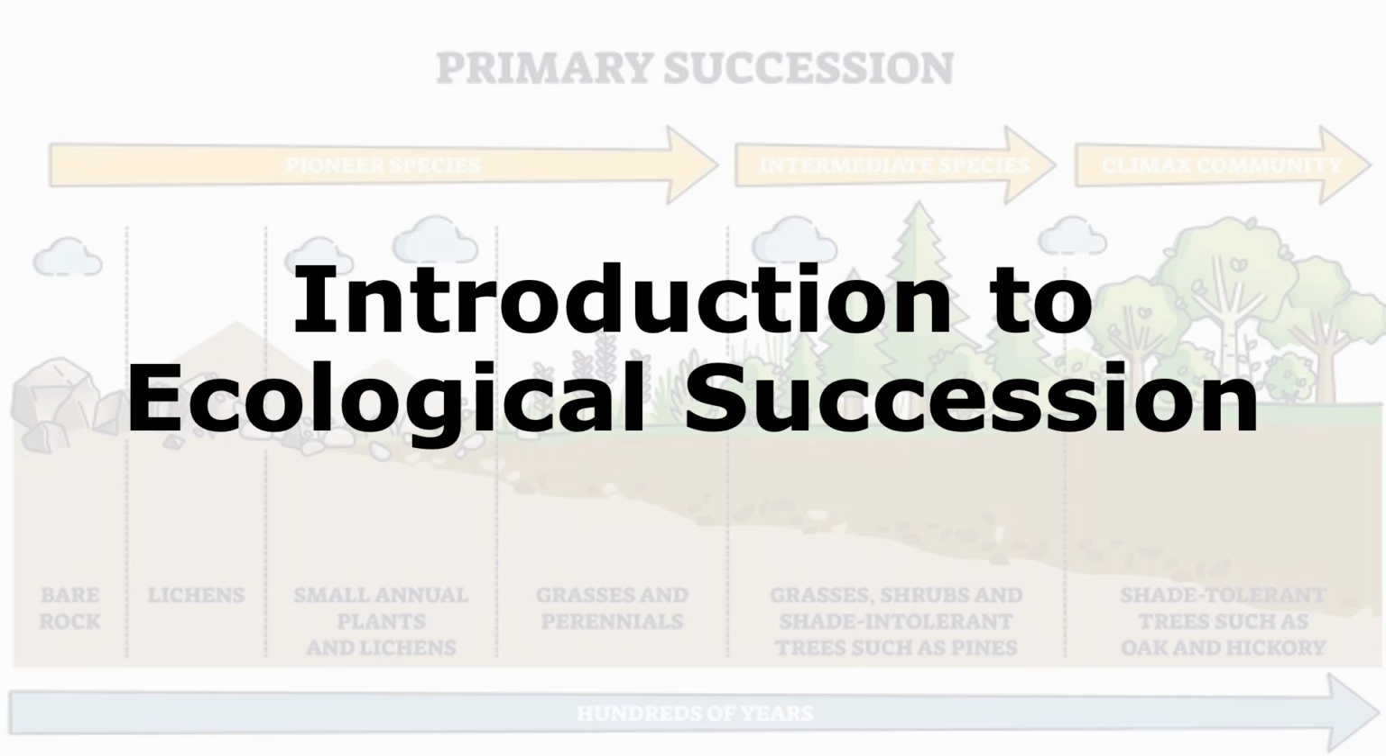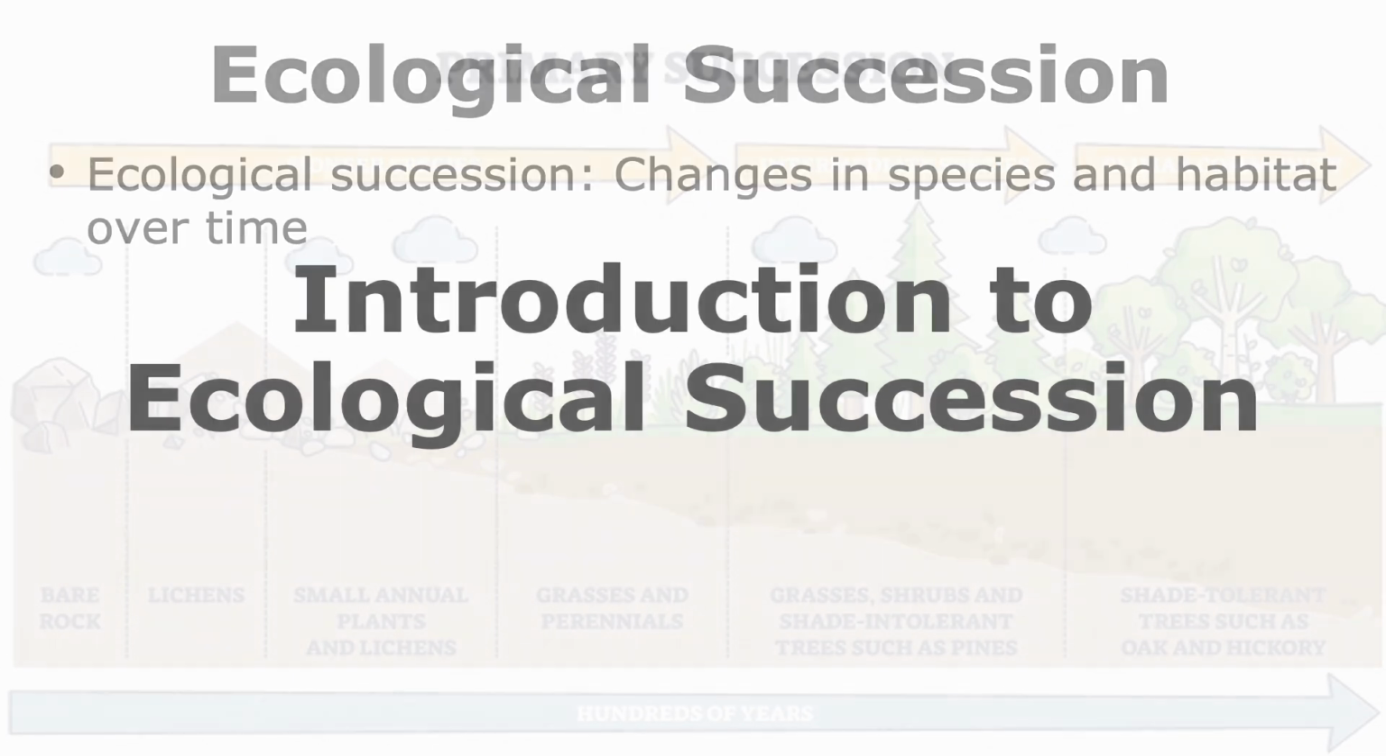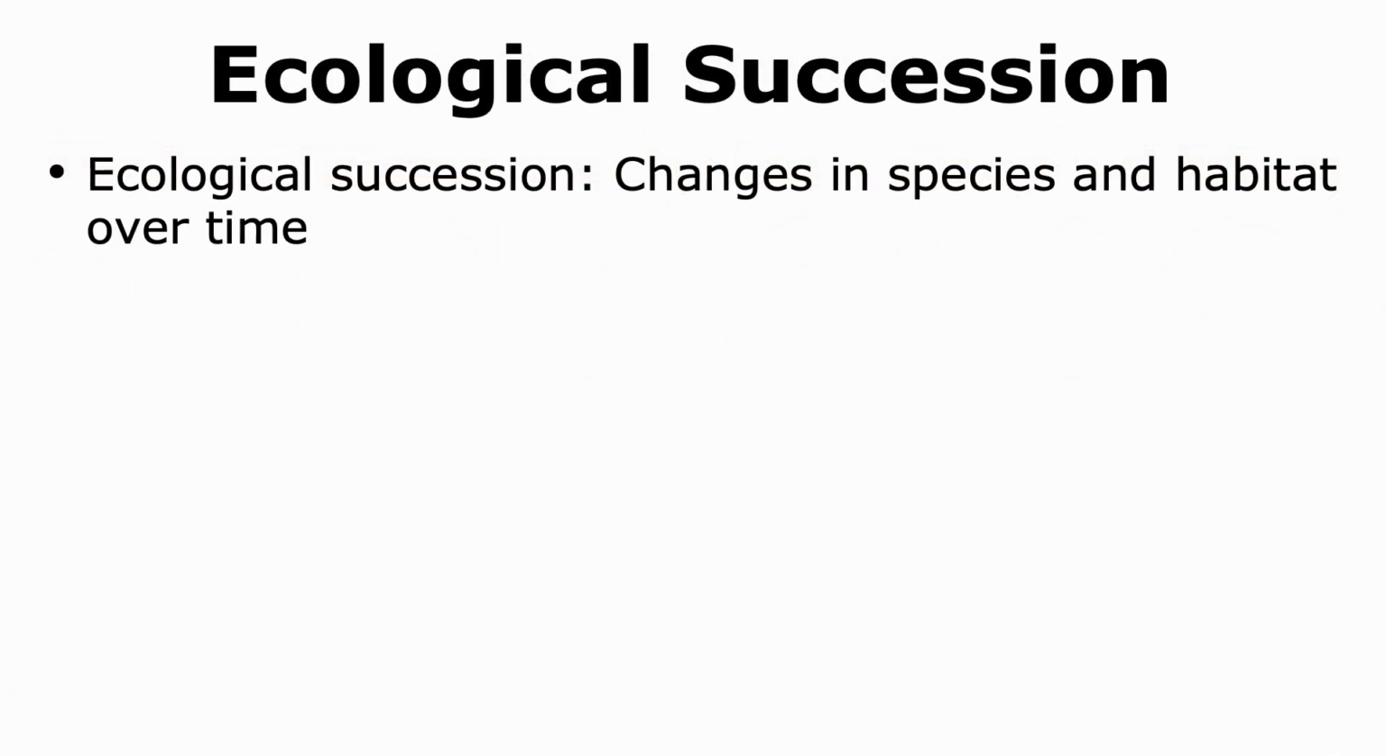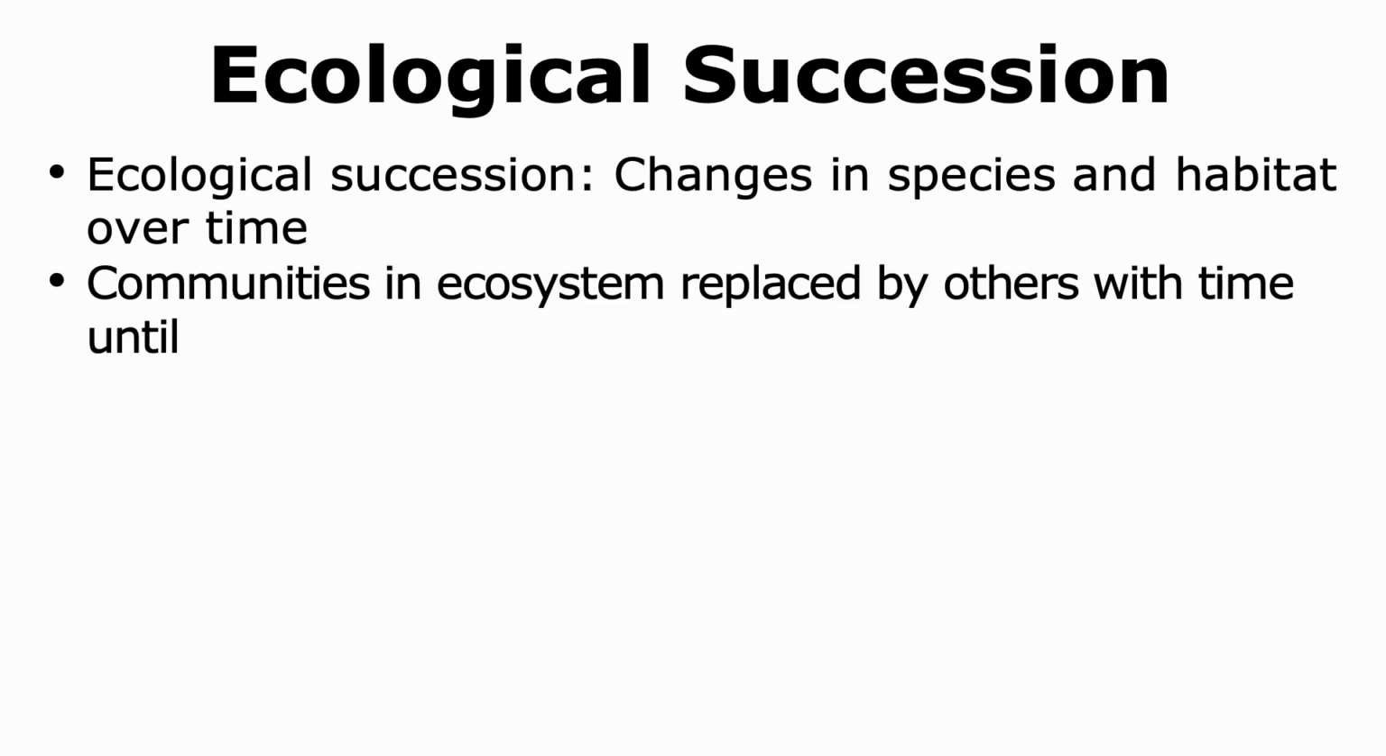In this talk, we will learn about ecological succession. Ecological succession is the changes that happen in species and habitats over time. Different communities that are present in an ecosystem get replaced by others as time passes.